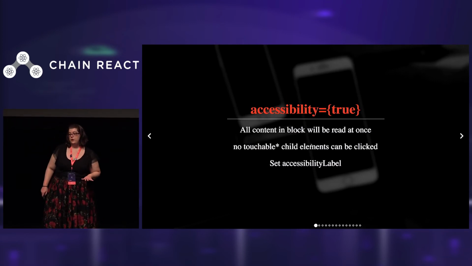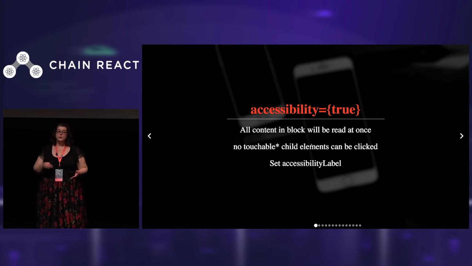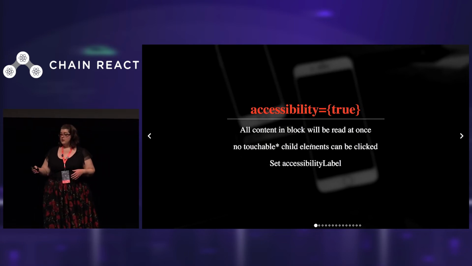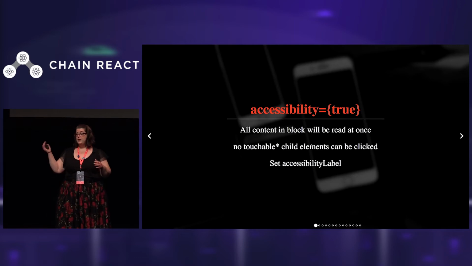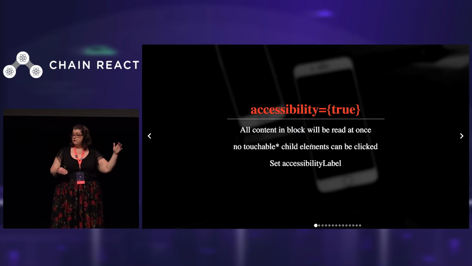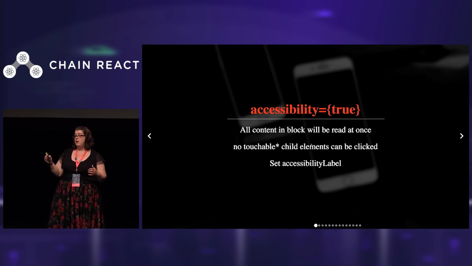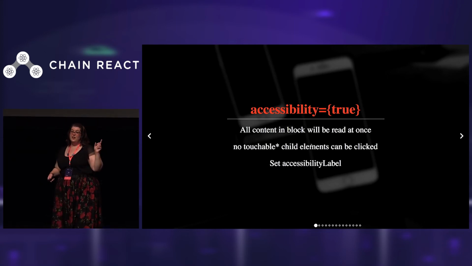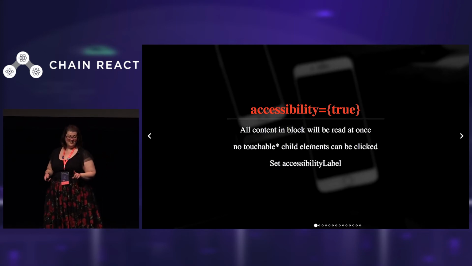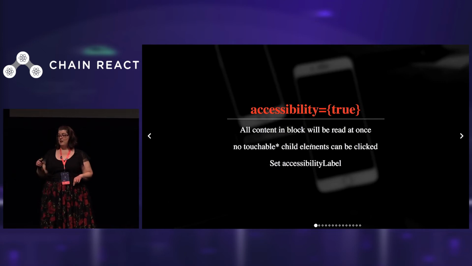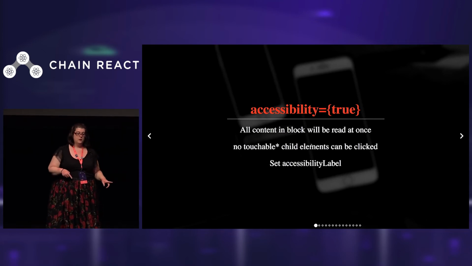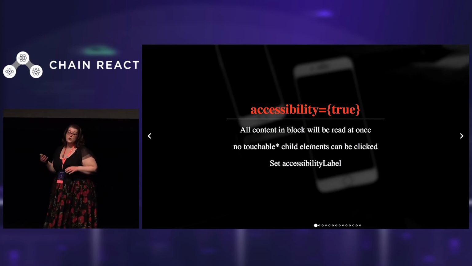So accessibility equals true is the very first one. You're going to put this on a view, and what that does is it allows the screen reader to read everything within that view, all at once. You could have 6 different text boxes, it'll just read them all the way through. All right? However, if you have a touchable element inside it, you will not be able to click it. So you need to make sure that you don't put a touchable element inside of a view that has accessibility equals true. And if you have accessibility equals true, you should really include the accessibility label that gives it a hint as to what it's supposed to be doing.